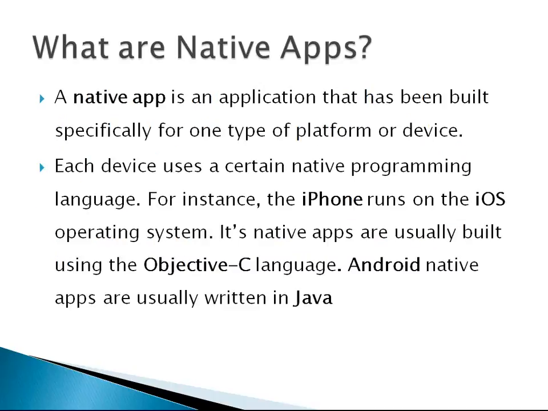So what are native apps? A native app is an application that has been built for one platform. Like I said, Java would be for Android apps and Objective-C for iOS or iPhone apps.